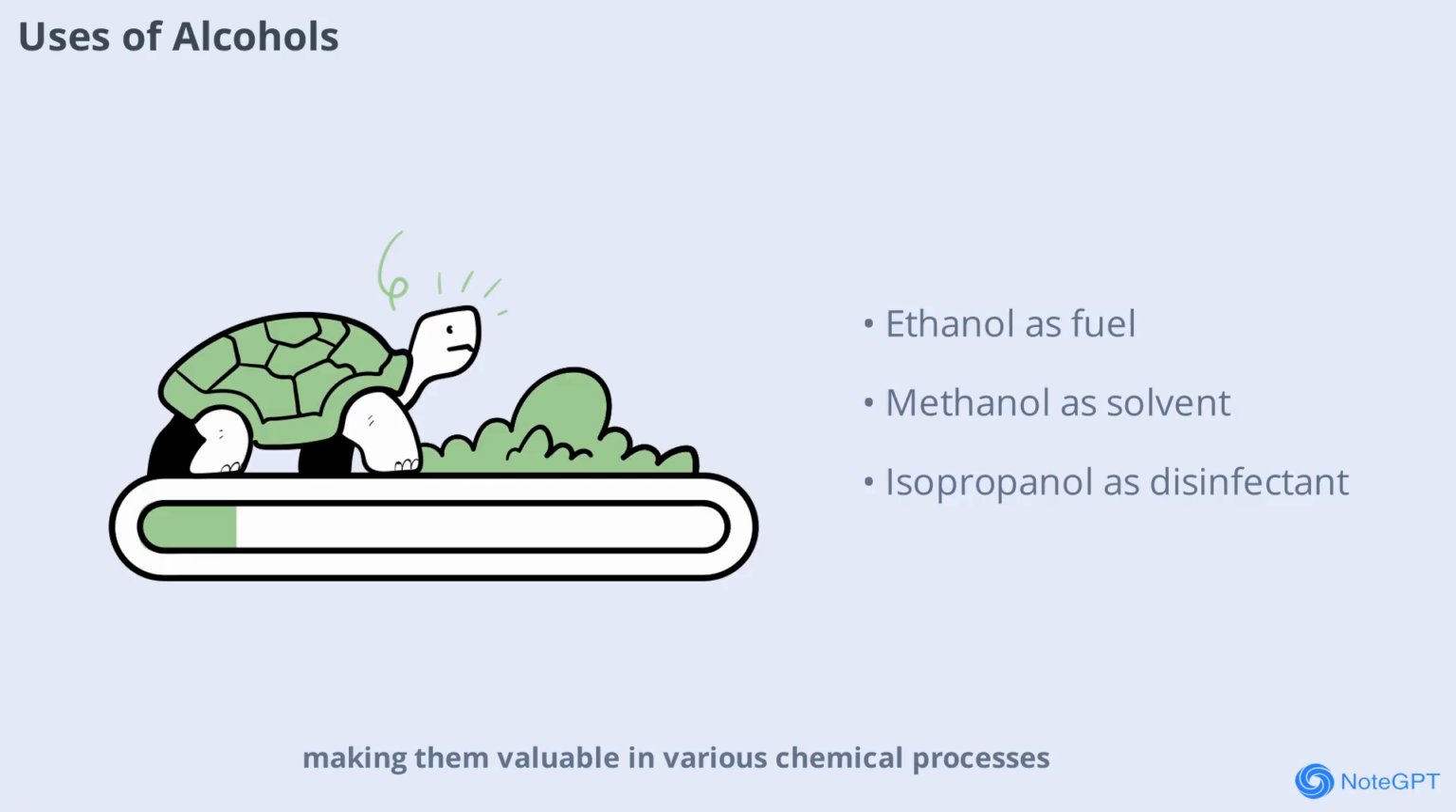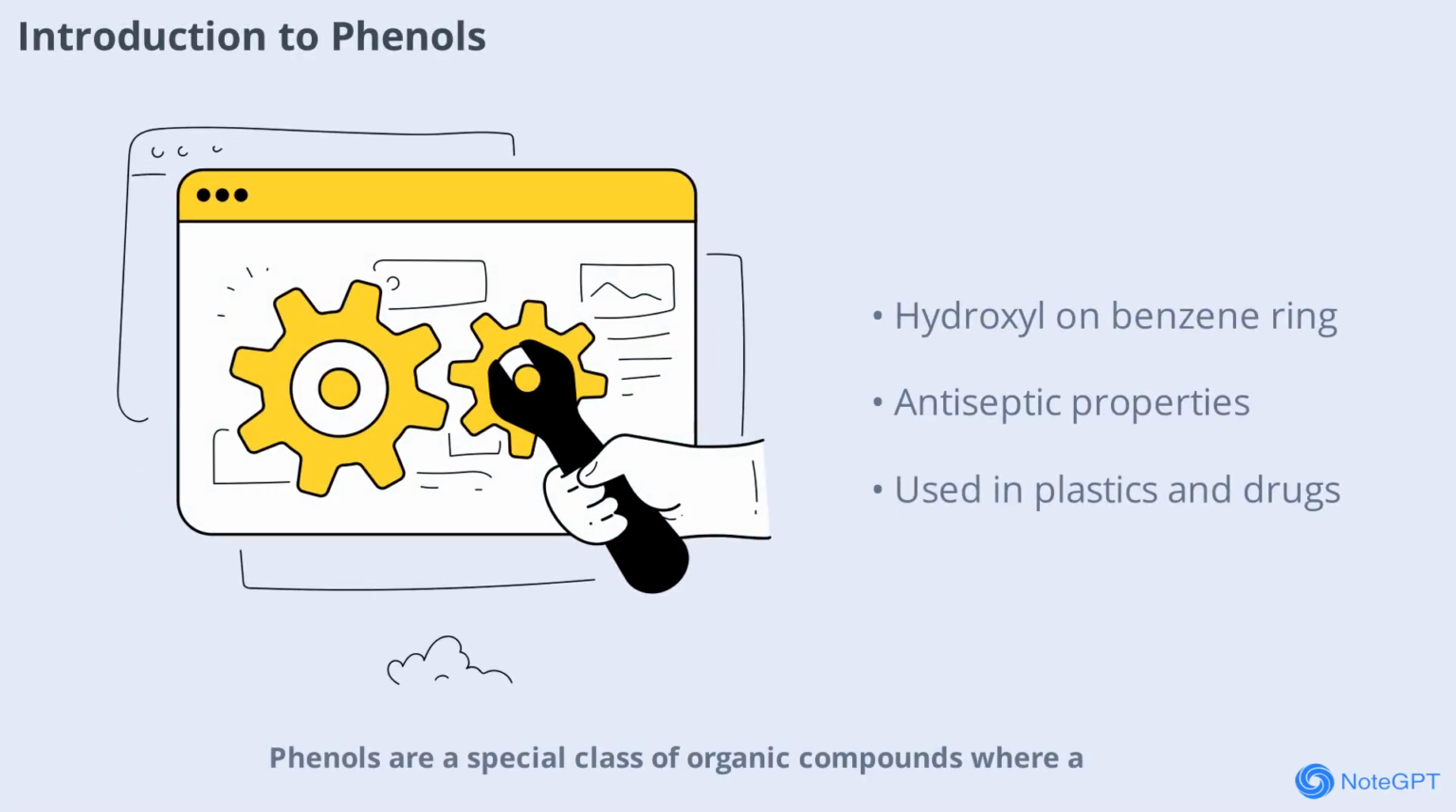Phenols are a special class of organic compounds where a hydroxyl group is directly attached to an aromatic benzene ring. This structure gives phenols unique chemical properties compared to alcohols. Phenols are known for their antiseptic properties and are used in the production of plastics, drugs, and dyes. The presence of the aromatic ring makes phenols more acidic than alcohols, influencing their reactivity and application.